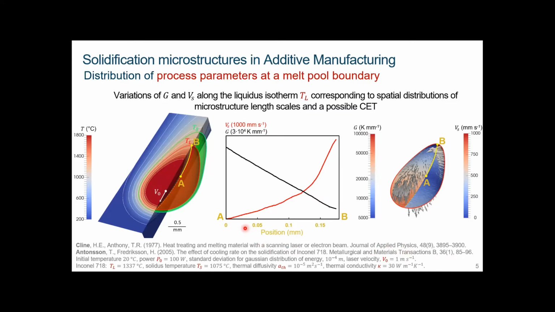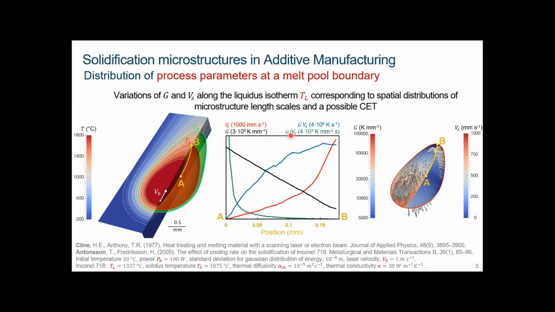This is the red curve here from A to B along the position of this line. You have this evolution of the liquid velocity, and the evolution of the temperature gradient, which is decreasing. If you take now the product G times V, the cooling rate, as I explained before, you expect a finer microstructure toward the B region at the end of the melt pool, where you have higher velocity for lower gradients, but the product G times V is the highest.